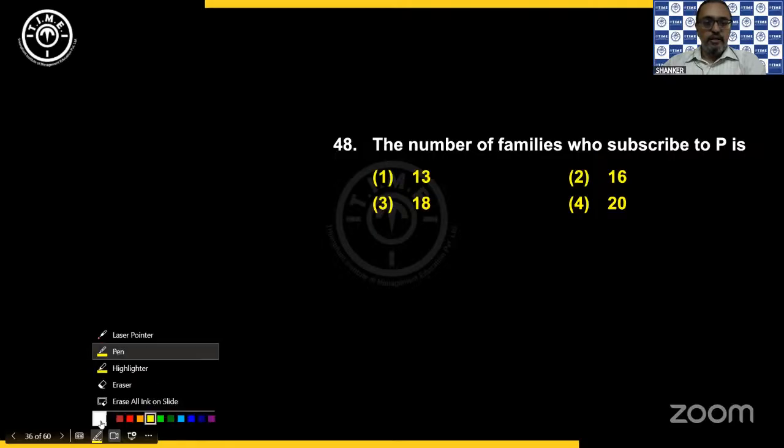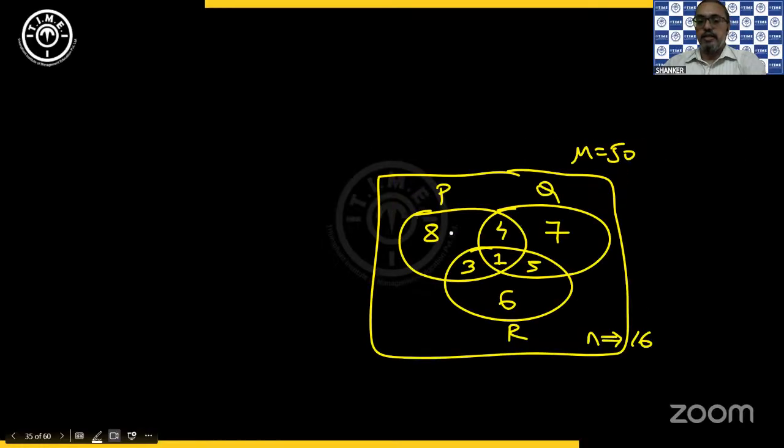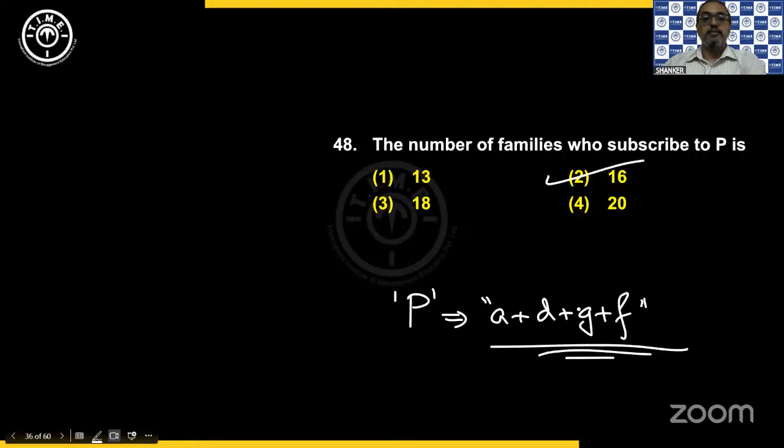So here he's asking the number of families who subscribe to P, not only P, P. So capital P value is nothing but A, D, G, F. All the 4 elements we need to add, because when you look at the diagram, you will understand. See, these are the 4 values, they are ADGF. So 8 plus 4, 12, 12 plus 1, 13, plus 3, 16. And that's what we pick as our answer, 16. Correct?